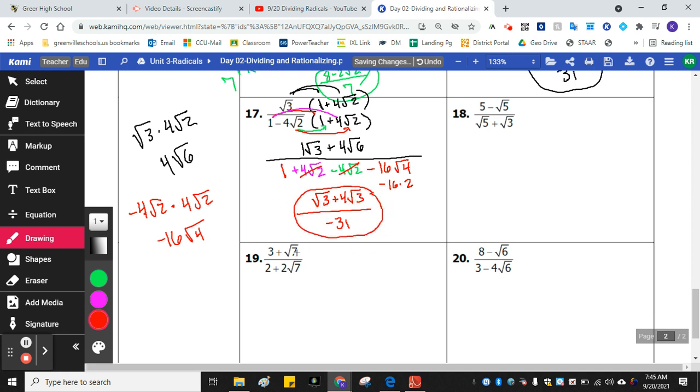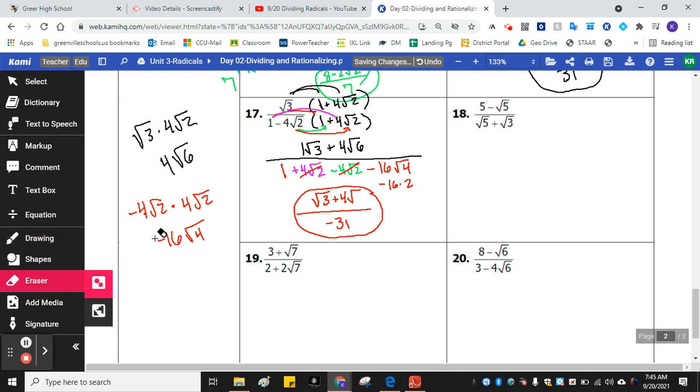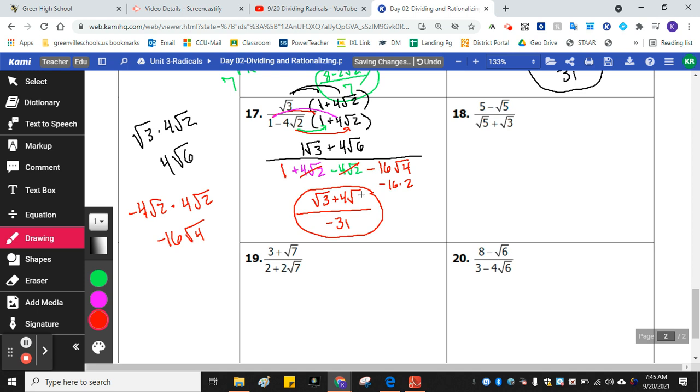Can't simplify it anymore. Wait, I changed something. That should have been a 6, because otherwise I could have simplified it more. All right.